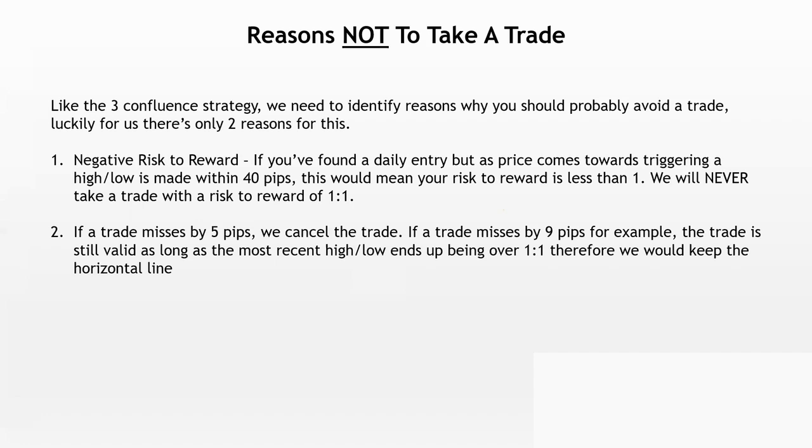Yep. So if a trade misses by 5 pips. So let's say you have a pending order on GU at, let's say, 141.05. If price comes down and goes to 141.08 and then pushes up and hits, for example, your take profit, that trade missed by 3 pips. So that is a very, very close call. So for that reason, we would cancel the trade.